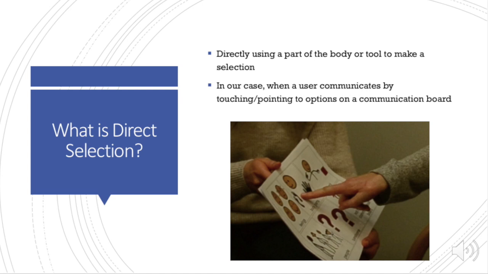The definition of direct selection is directly using a part of the body or a tool to make a selection. So that is like using a finger, a button, or eyes to make a selection with a board. But in our case, we are going to be talking about our patients using their finger to communicate.